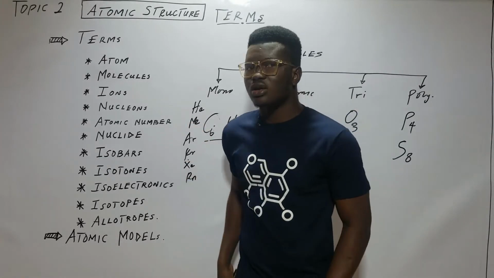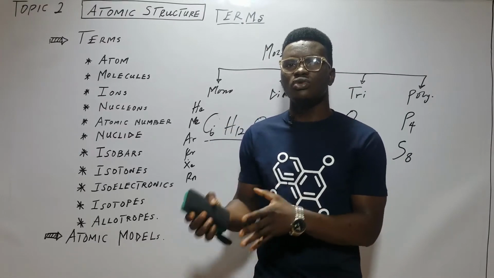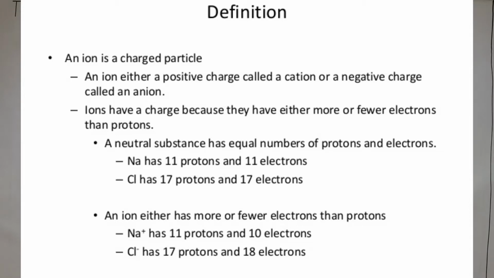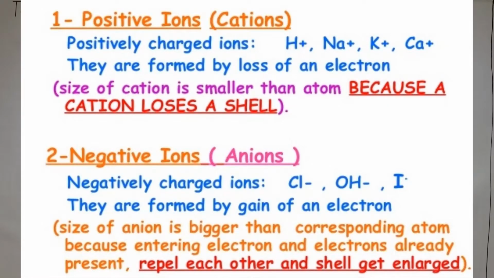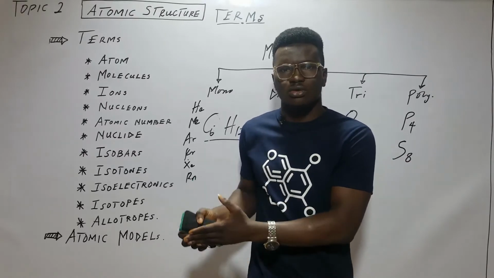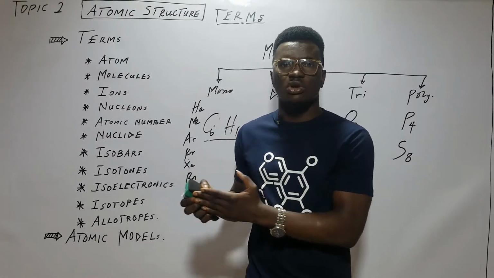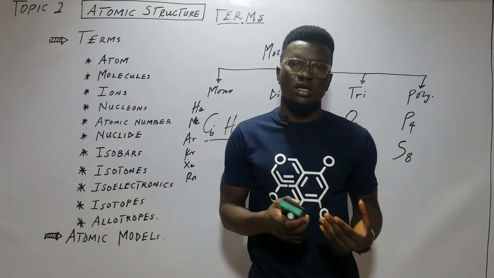Now, when you are dealing with ions, an atom can lose or gain electrons. When an atom loses or gains electrons, it is called an ion, so it has a charge. When an atom loses electrons, it carries a positive charge. When an atom gains electrons, it becomes negative. That means whenever you accept electrons, it carries a negative charge. When it gives out electrons, it carries a positive charge. The positively charged ions are called cations, while the negatively charged ions are called anions.